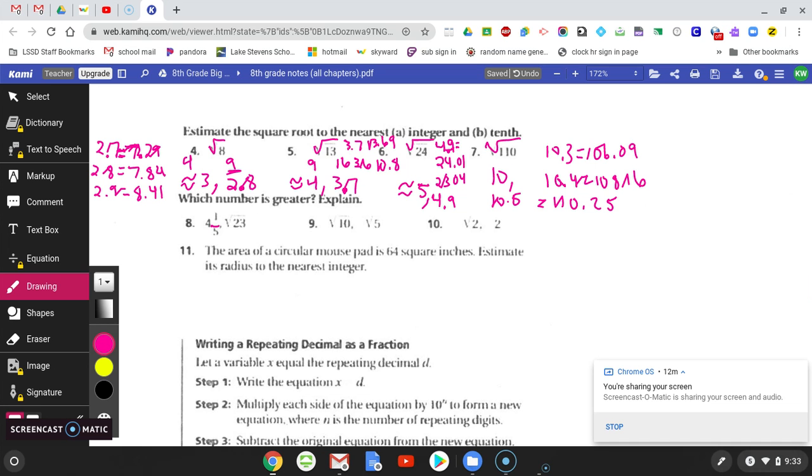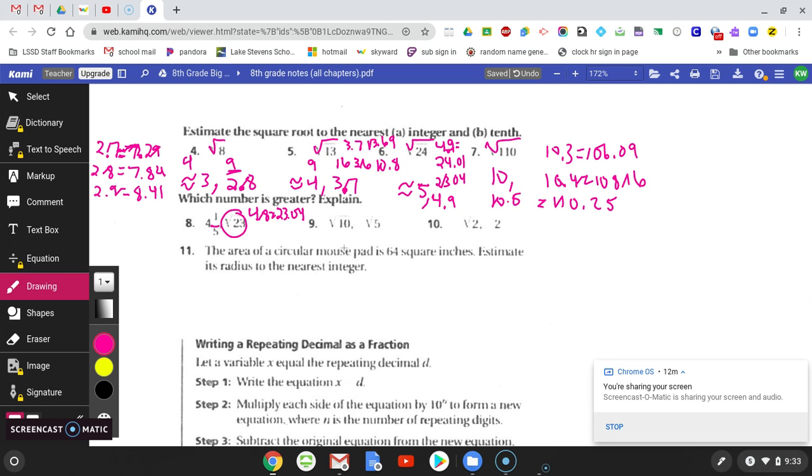So if I do 4.8 times 4.8, that gives me 23.04 when I square it, which is going to be probably as close as I can get to it. So 4.8 is bigger than 4 and 1/5. So we know that this one is our bigger number. Try number 9 and 10. See if you can use the rationale of the work we've been doing up here to do number 9 and number 10.